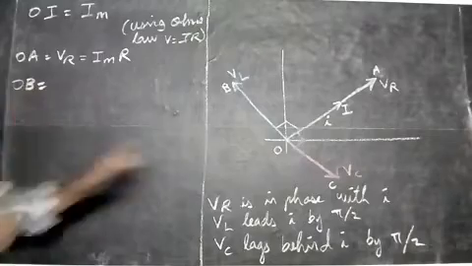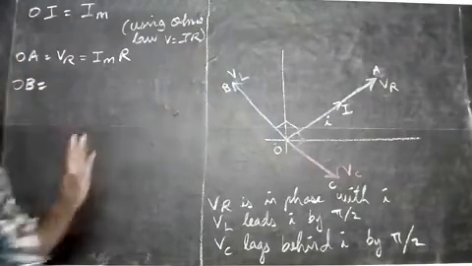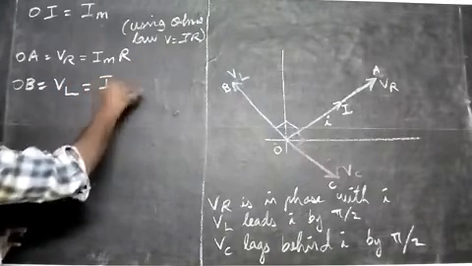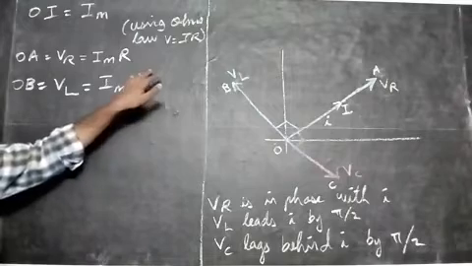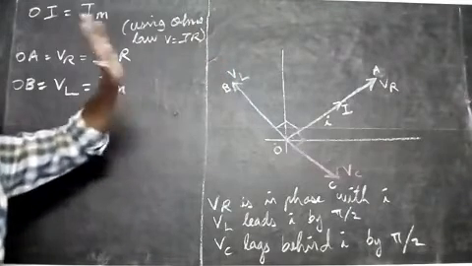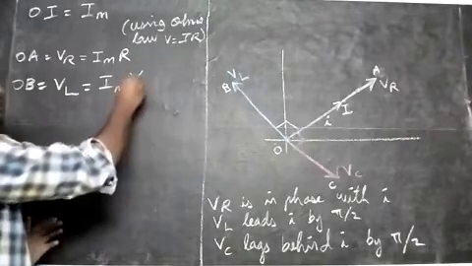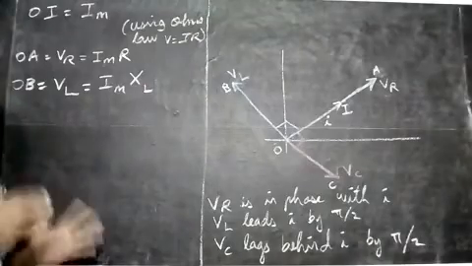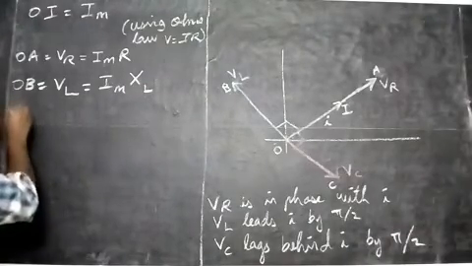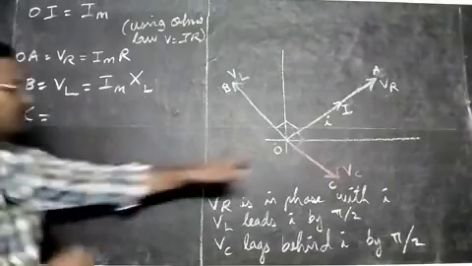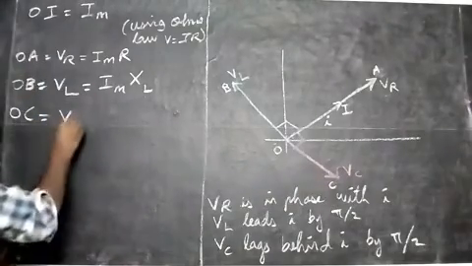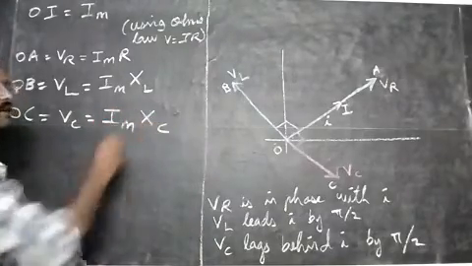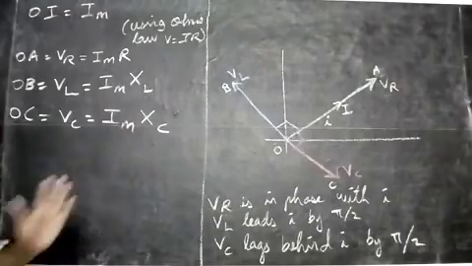Next we see OB. What's the value of OB? OB means this VL, the voltage across the inductor. That will be equal to, again using Ohm's law, Im into, instead of R, the inductor part now. The inductor has inductive reactance. Inductive reactance is like resistance, but we say reactance. That is XL. We learned this earlier. Now OC means the voltage across the capacitor, that is VC. That will be equal to Im into the capacitive reactance, XC. We learned capacitive reactance earlier. So now we know these things.